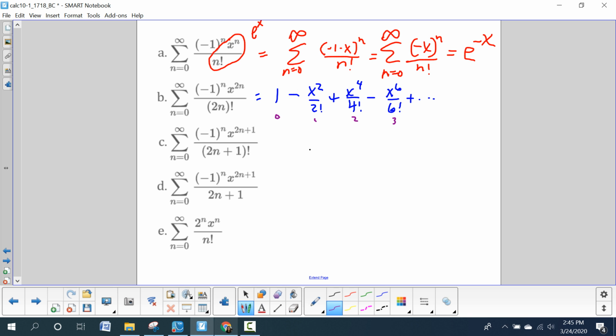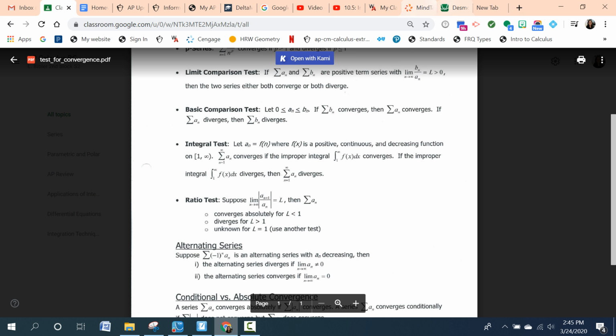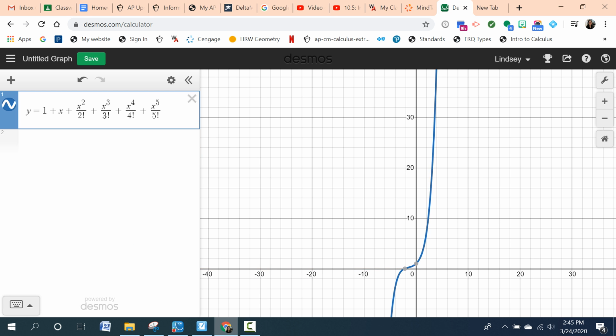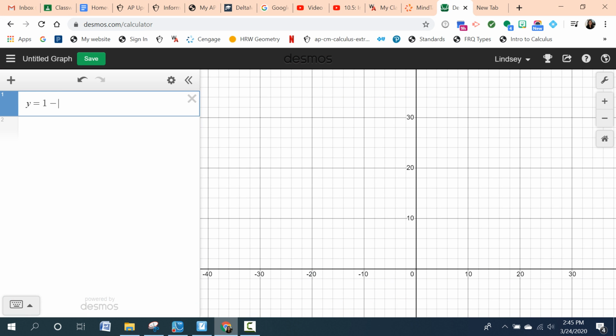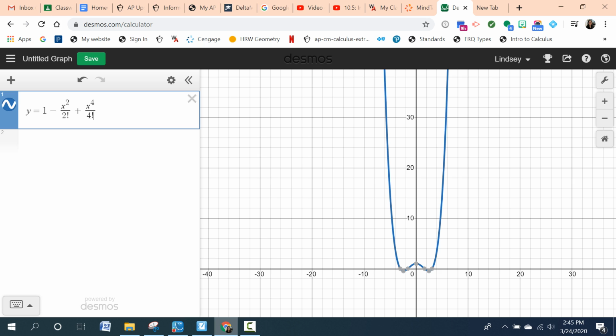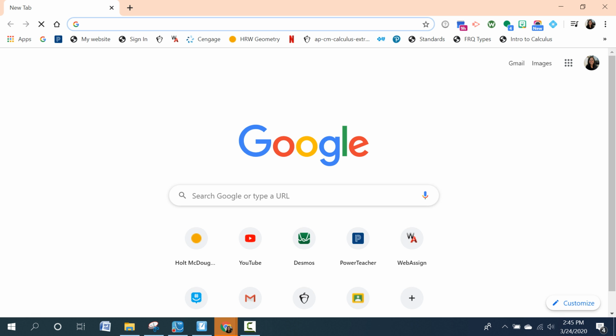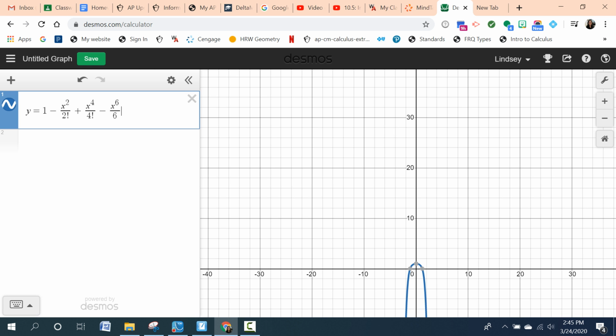I'm going to go to Desmos, and I'm going to graph that series that I've listed out there. Let's see, 1 minus x squared over 2 factorial plus x to the 4th over 4 factorial minus x to the 6th over 6 factorial. Oh, ha, no, why? Okay.